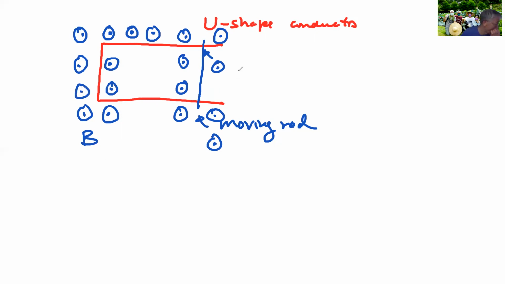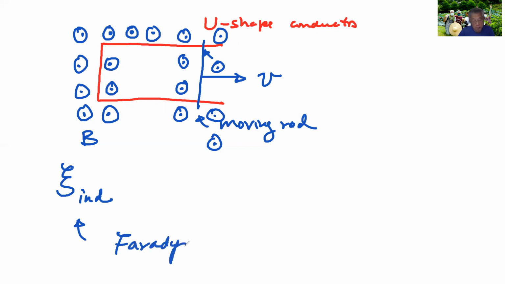So everywhere, okay? Constant B, and it's coming out of page. Okay, so now let's say we are pulling this rod with a velocity v going this way. So the question is, what is the induced epsilon? So this is induced, right? So we're going to use Faraday's law of induction to derive that.